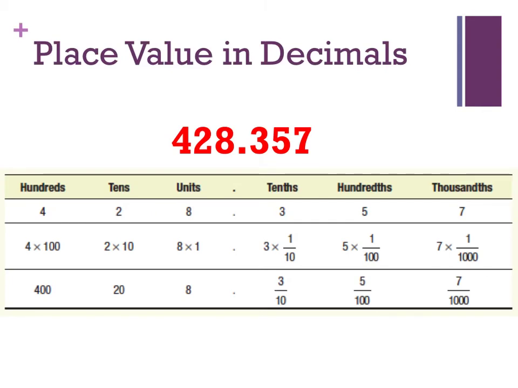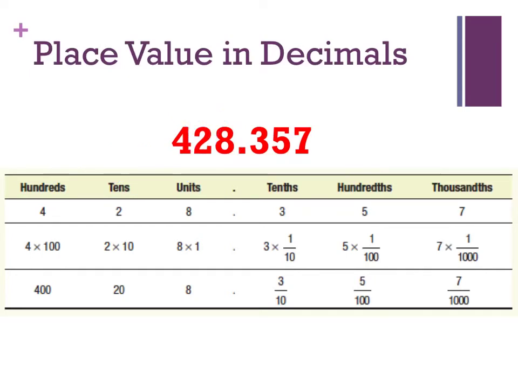Okay, you'll need to draw this table down, and it does look a little bit confusing to start with, so let me explain it to you. I've got this decimal here, 428.357. Okay, the 4, the 2, and the 8 are place values that I already recognise from the start of last term. 4 is in the hundreds place value, 2 is in the tens place value, and the 8 is in the units place value.